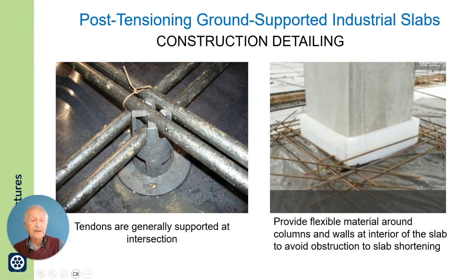Tendons are typically supported at intersection in detailing, and if you have obstructions to shortening like columns and walls, you have to provide them, wrap them with compressive material which will allow the slab to shorten without obstruction.